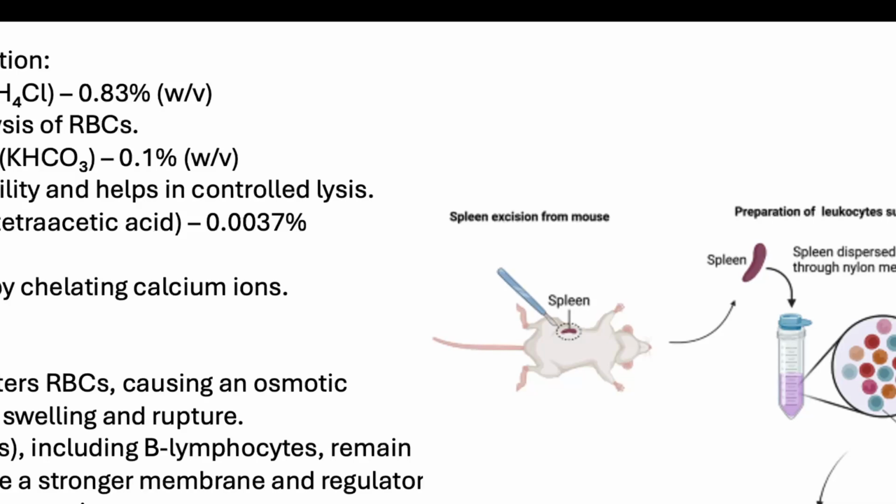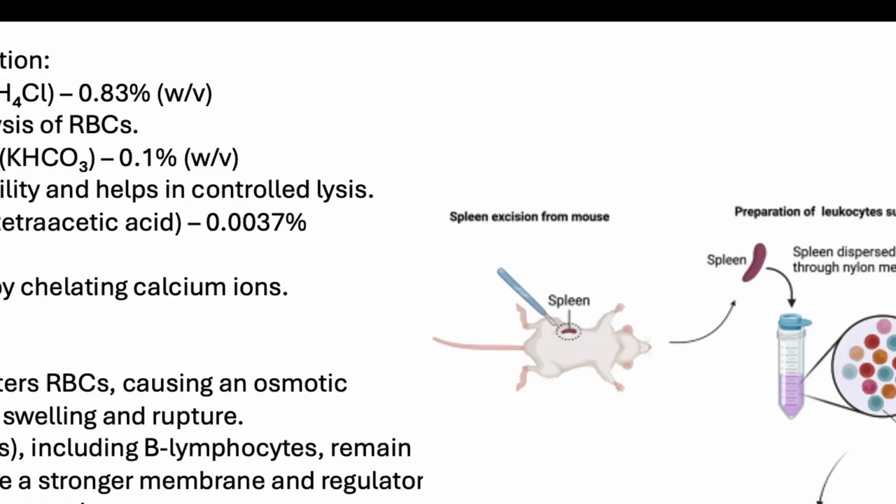Example, hybridoma production. Procedure for RBC removal: collect blood or spleen cell suspension, ensure that cells are in sterile buffer, add Gray's solution, mix the blood with 10 times the volume of Gray's solution, and incubate at room temperature for 5 to 10 minutes. Then you centrifuge it, then you wash the cells to remove the supernatant and resuspend in fresh buffer. And then you resuspend WBCs in culture medium for further experiments.